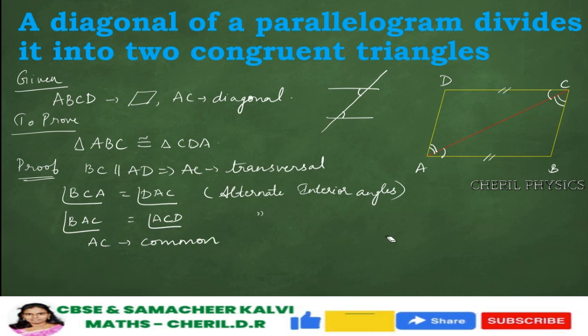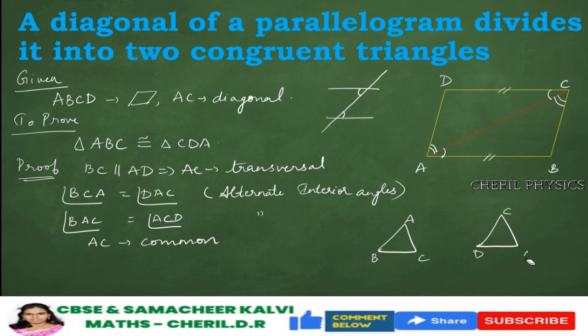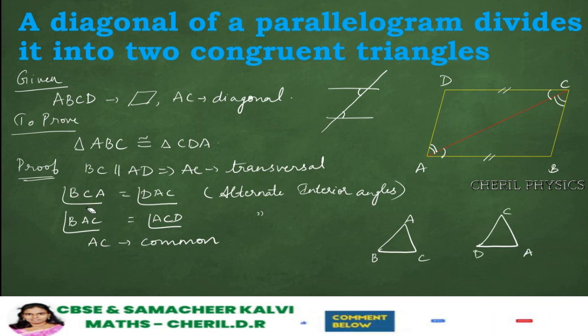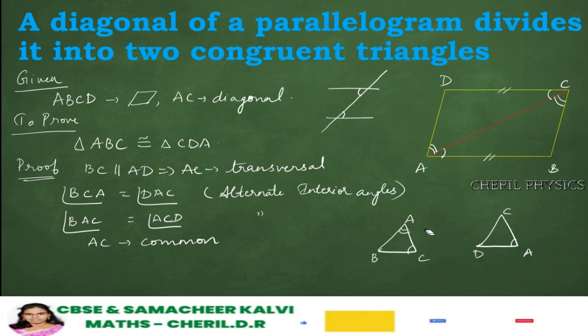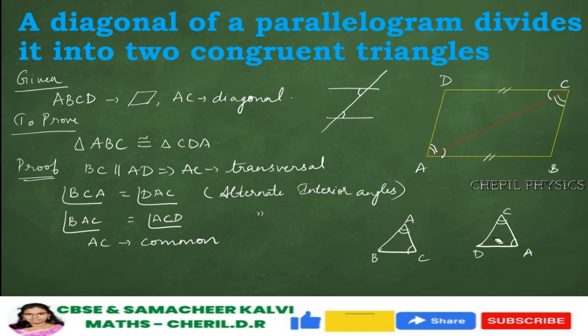Got it? So first we have triangle ABC. Let me draw triangle ABC here separately. This is my ABC, and this is my CDA. What are all equal? Angle BCA is equal to angle DAC. Likewise, angle BAC is equal to angle ACD. Likewise, CA and CA are common.